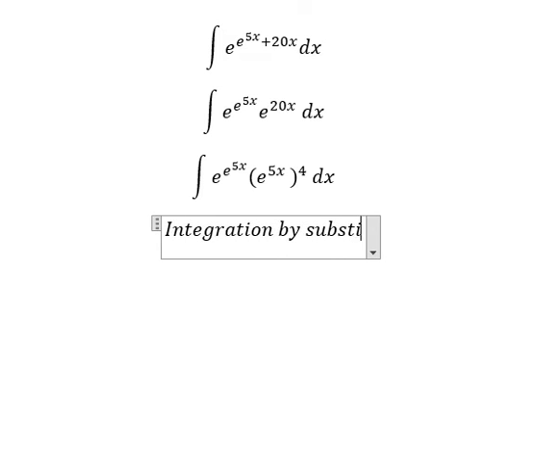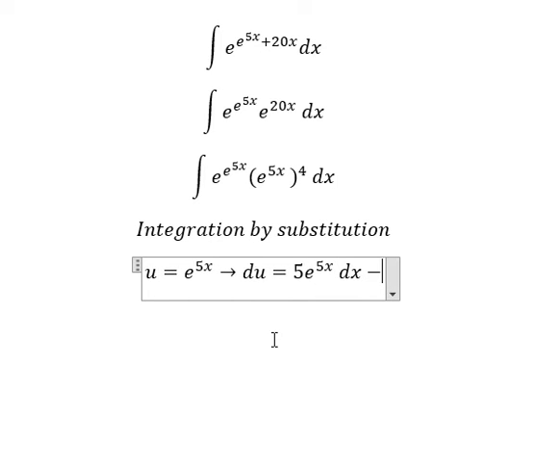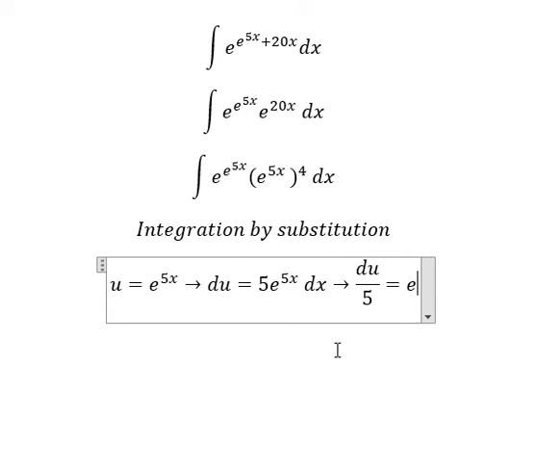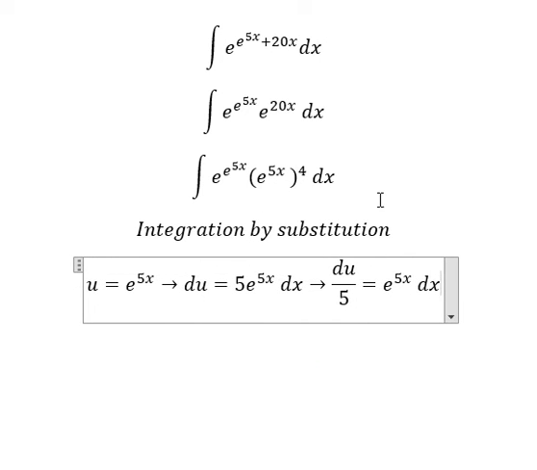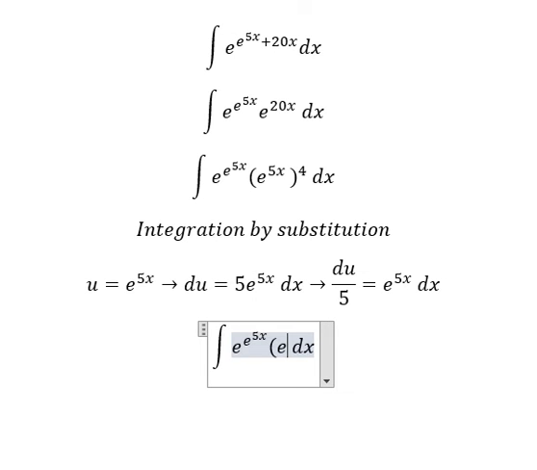by substitution. So I will put u equals e to the power of 5x. Later we need to do the first derivative for both sides, and we have this. Because we don't have number 5, we need to divide both sides by number 5. So this one we can put like this.